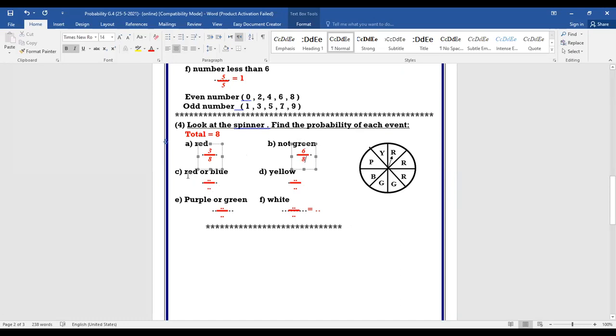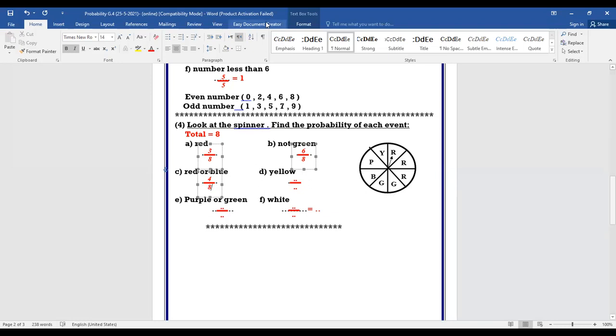Okay, C. Red or blue, and we said the word or means both of them, means plus. Pilar, how many red and blue parts in this spinner? We have 3 red and 1 blue. It will be 4 out of the total number of parts, 4 out of 8.